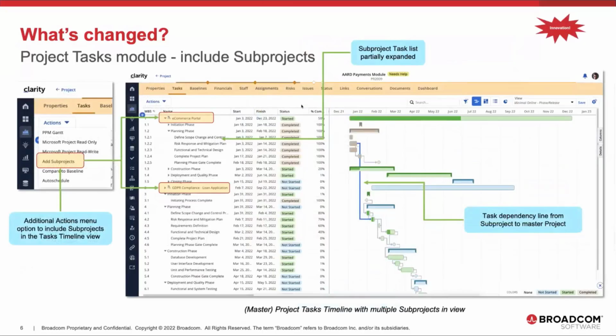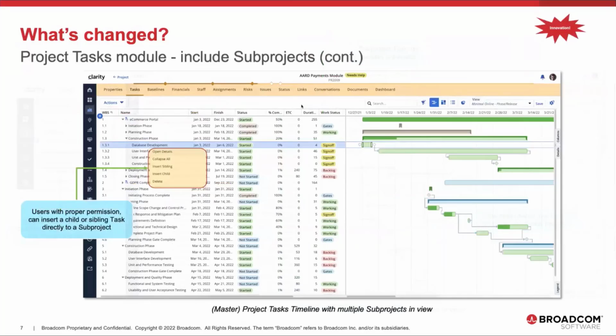Sub-projects can be included in a master project task list view using this new action menu option. Sub-projects can be positioned anywhere in the grid. Dependency lines can be drawn between sub-projects and master projects, as an example. Users with the proper permission can add new tasks to sub-projects.